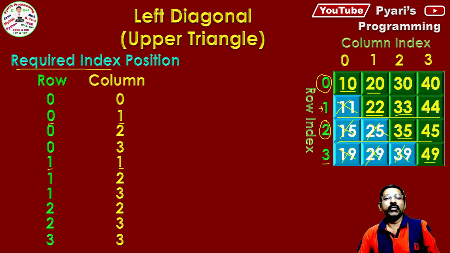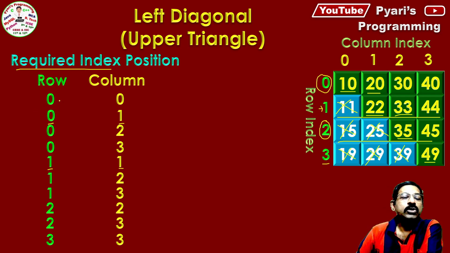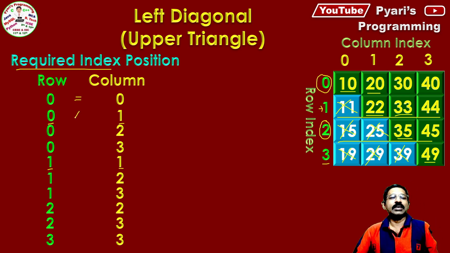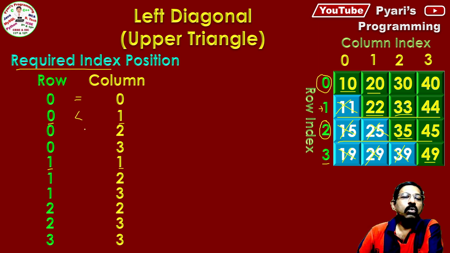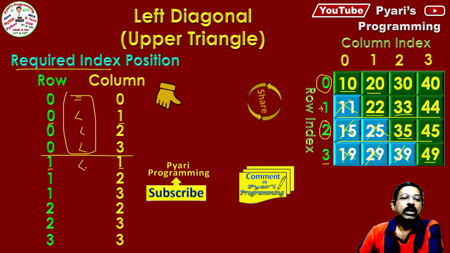Can you think of your own? What exactly we are getting? Okay, let's start. 0, 0 we are getting, both are equal. 0, 1, that means row is less this time. 0 is less than 2. Okay, 0 is less than 3. Row 0 job is over. So from this we can conclude that it is less than or equal to.